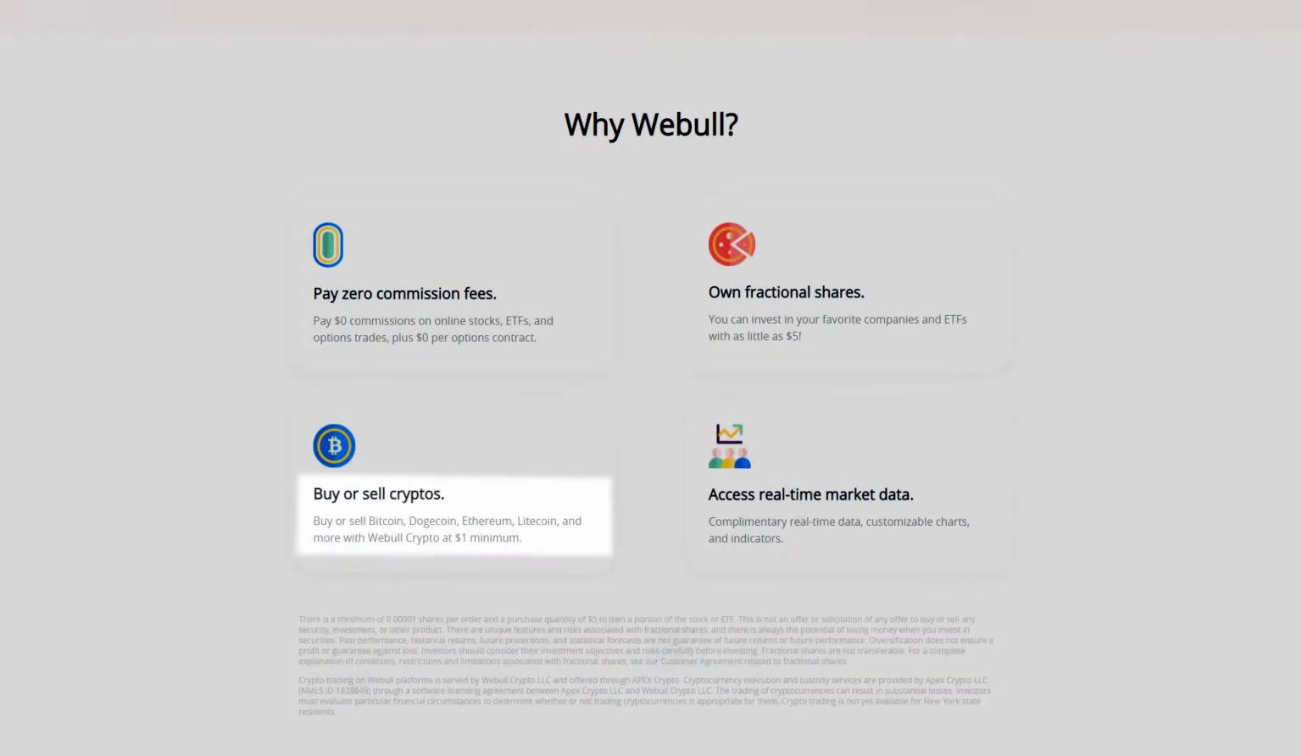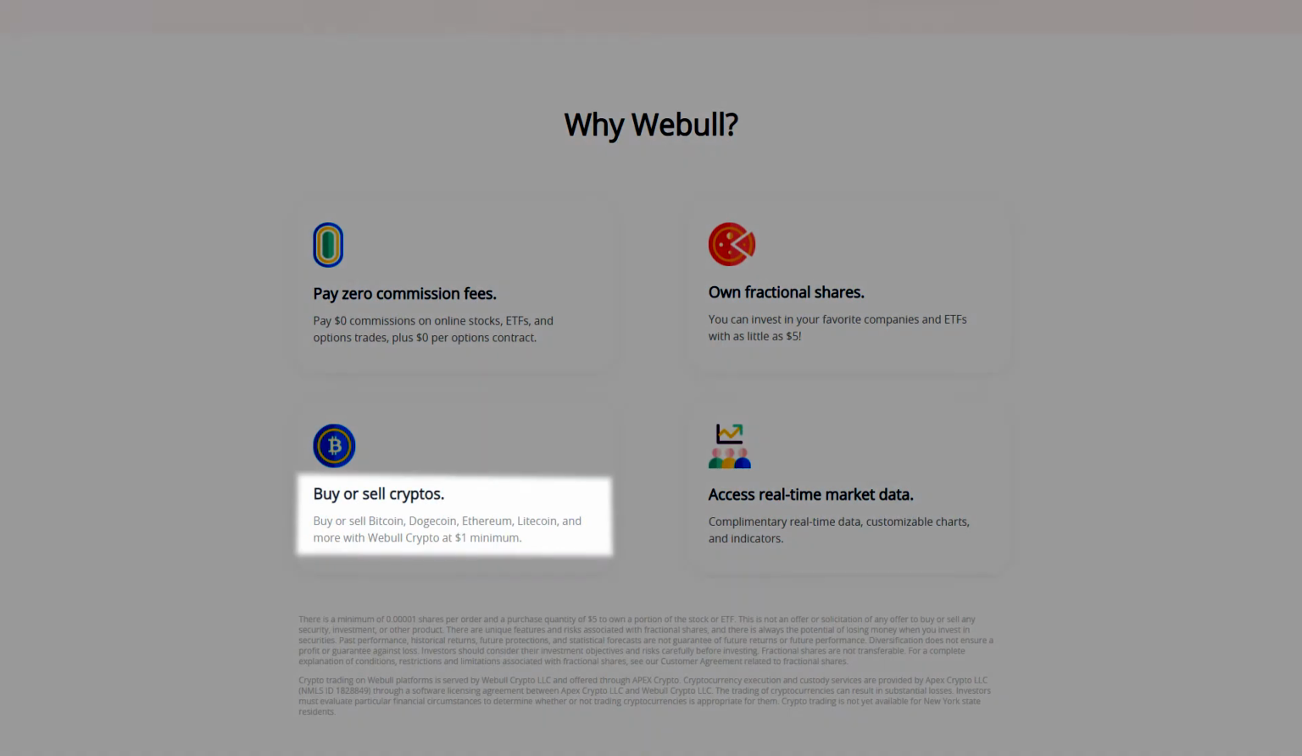In the investing world nowadays, crypto has become mainstream, and Webull is up to the times in allowing crypto to be traded on their platform. It's not all crypto because not every exchange is the same, but they at least offer some.